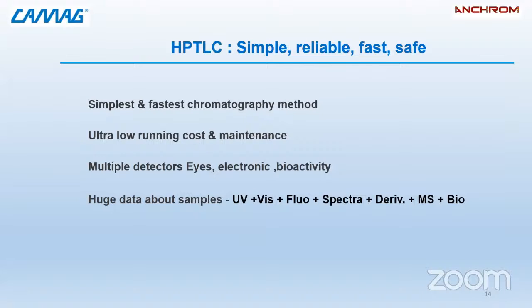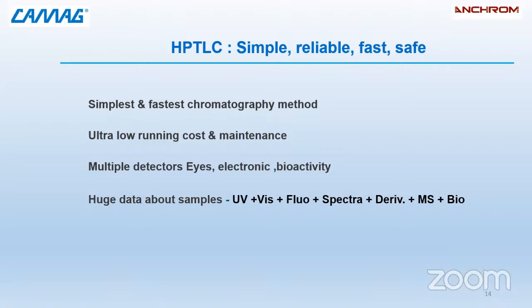The HPTLC technique is simple, reliable, fast, and safe. It is very easy to learn. You can apply many samples at the same time. 15 to 18 samples can be applied at the same time, and you can generate the report or do the analysis in 1 to 2 hours roughly. There is ultra low running cost and maintenance. There is no special requirement of temperature and pressure, except nitrogen or air which is required for the application, and the plate heater which is required after derivatization.